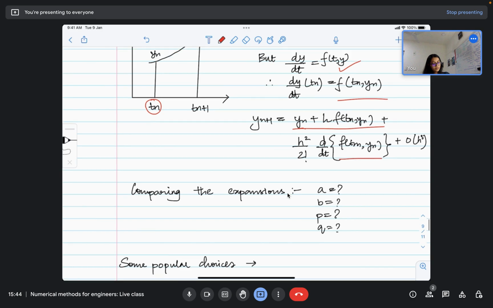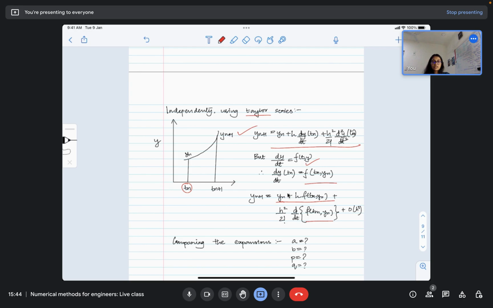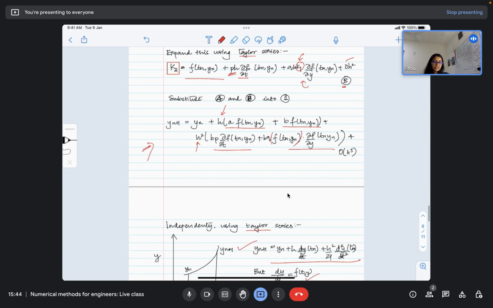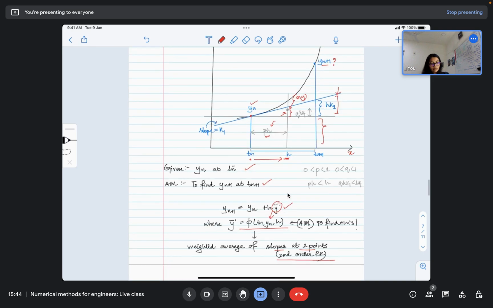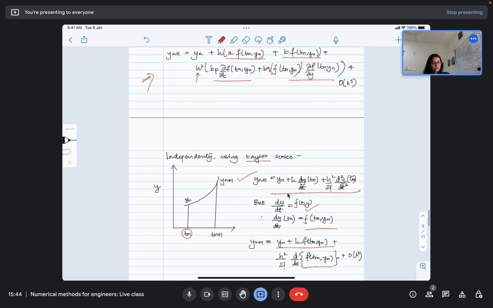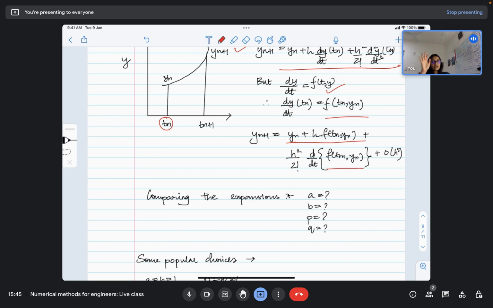Now, after this, we go into a lot of intense mathematics, so I won't be doing it here. But the idea is that we do this expansion with the help of this geometric understanding of the RK method, and the expansion that we used in the Taylor series method. And finally, we compare the expansions from the geometric method and the Taylor series method and try and find out the values of A, B, P and Q, which are basically to find out the slope K2. Okay.